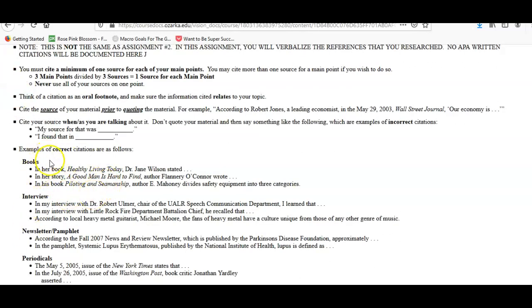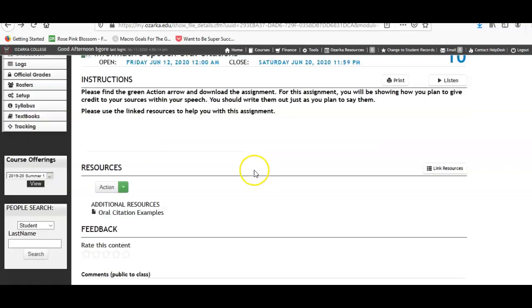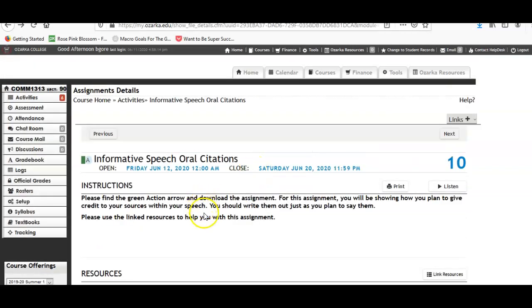Okay, so here's an example. In her book, Healthy Living Today, Dr. Jane Wilson stated dot, dot, dot. In my interview with Dr. Robert Ulmer, chair of the UALR Speech Communication Department, I learned that dot, dot, dot, right? The May 5th, 2005 issue of the New York Times states that dot, dot, dot. Those are oral citations. Show me how you are going to cite your source verbally within your speech. That's what I'm looking for. I'm looking for at least 3 because you have 3 different sources you should be using for the speech. I just need evidence that you are aware that you need to cite them in your speech.